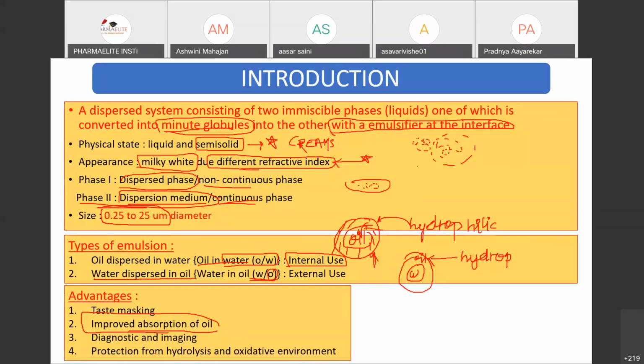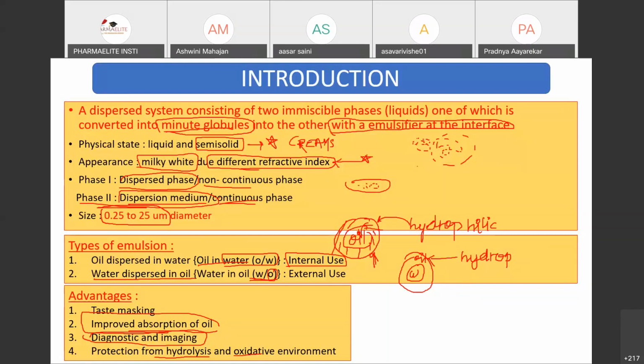How do you increase bioavailability? You basically protect the drug from hydrolysis. You ensure that the drug doesn't undergo hydrolysis, nor does it have an oxidative environment where it will undergo oxidation. And yes, a few of the emulsions are also used for diagnostic and imaging purposes. Let's not get into what those are because it's not required, but just a parallel example which you can relate to.